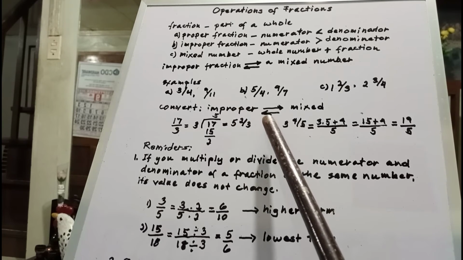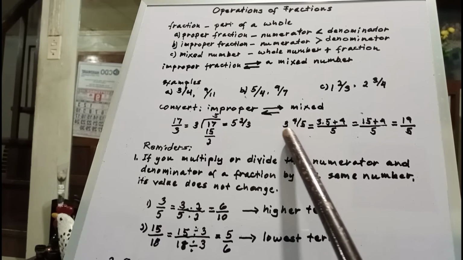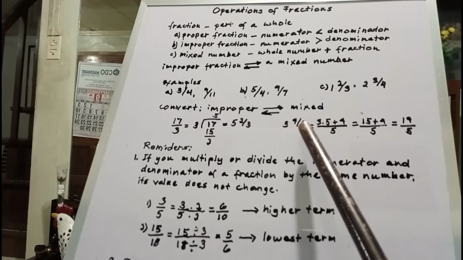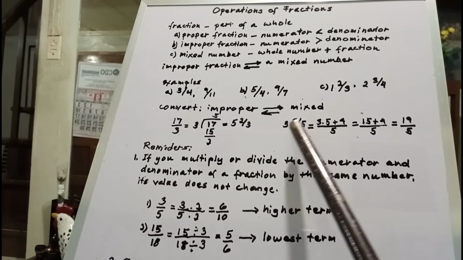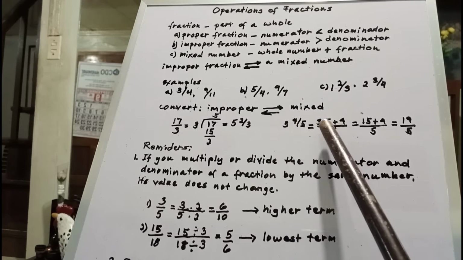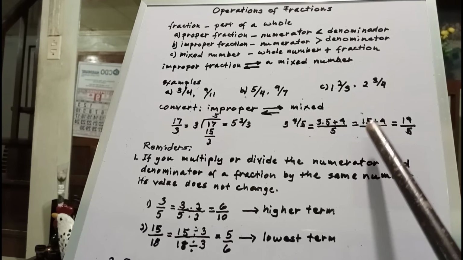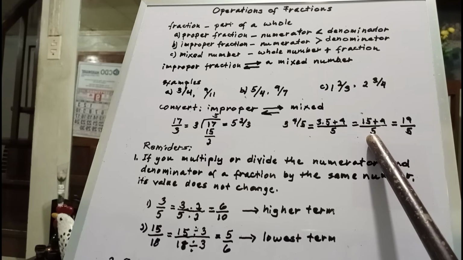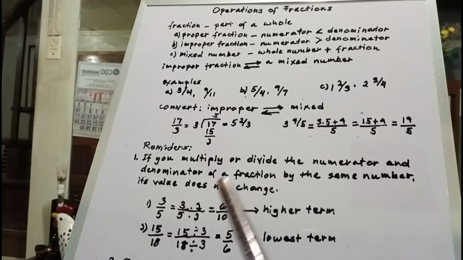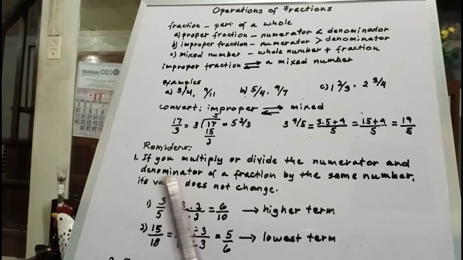Or convert a mixed number into improper fraction. So we have 3 and 4/5. Simply multiply 5 by 3 and plus the numerator 4. So you have there 3 times 5 plus 4 over 5, or 15 plus 4 over 5. The answer is 19 over 5. Let us just have some reminders.